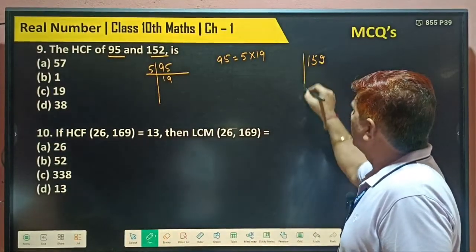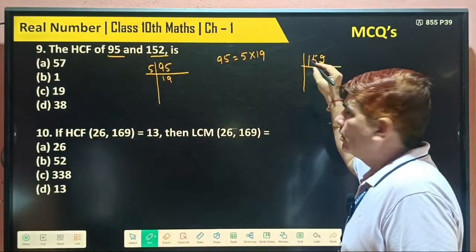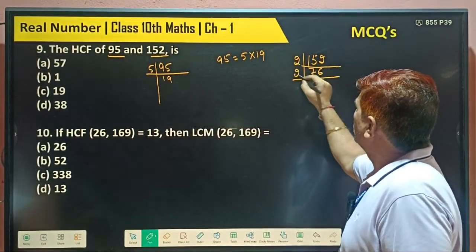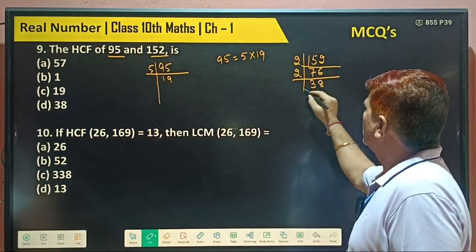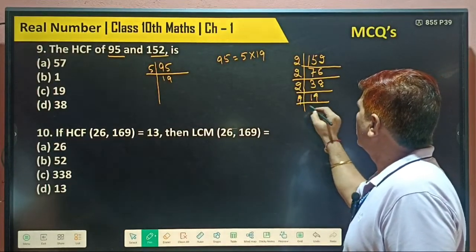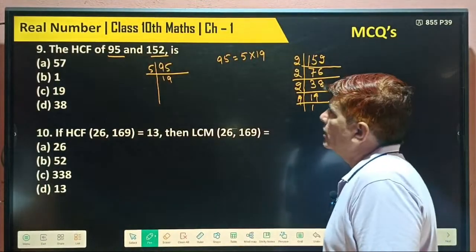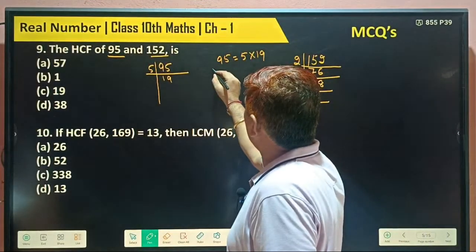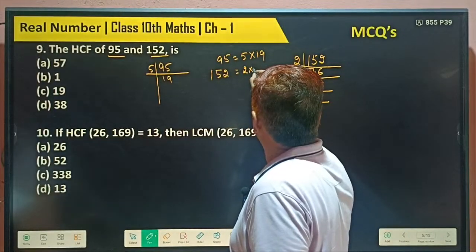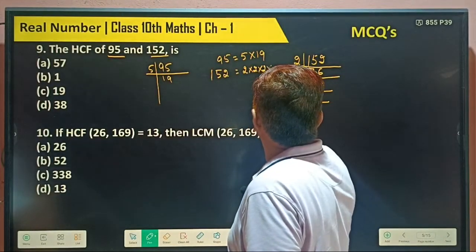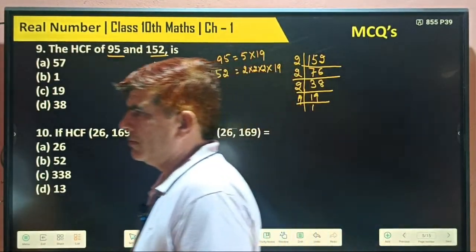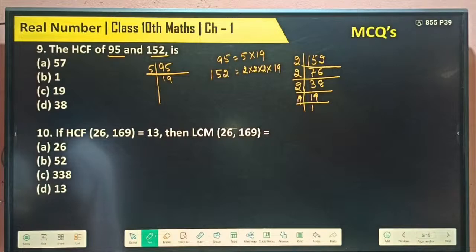152. Divide this by 2. 2 sevens are 14, 2 sixes are 12, 2 threes are 6, 2 eights are 16, 2 nineteens are 38. Again 19, 1 time 19. Understood? So 152 is equal to 2 into 2 into 2 into 19. So which one is the common? Is anything common?